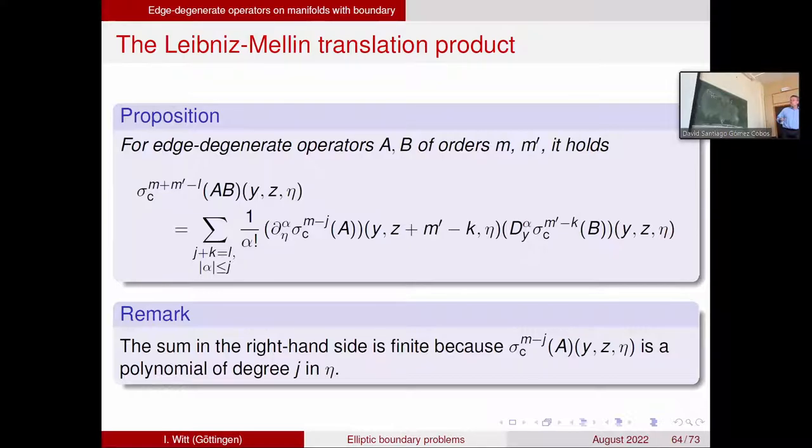In our case, we are a bit better, because we know that this is a polynomial of degree j in the covariable. So we can have here at most j derivatives. After that, it is zero. So this is effectively a finite sum, because of the structural properties the remaining terms disappear.